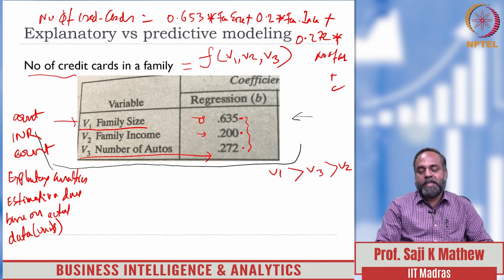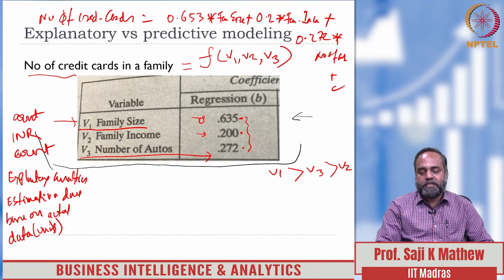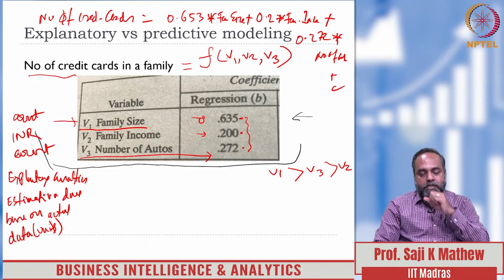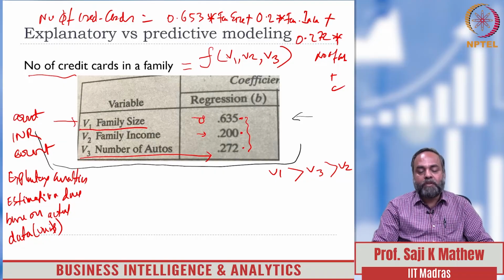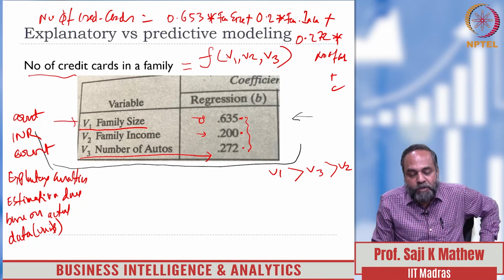In explanatory cases, your purpose is to know the relative importance of variables, because the manager needs to know where to focus: should one go to families of higher size, or should one market the product to families of higher income? So this kind of model building can mislead the decision maker, and the interpretation will be flawed.